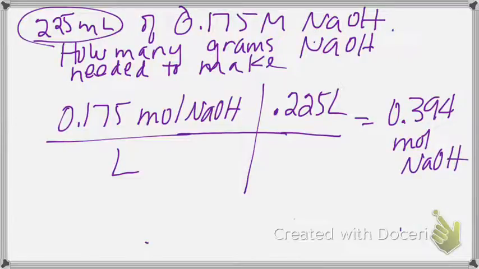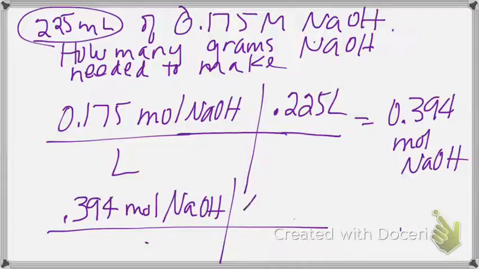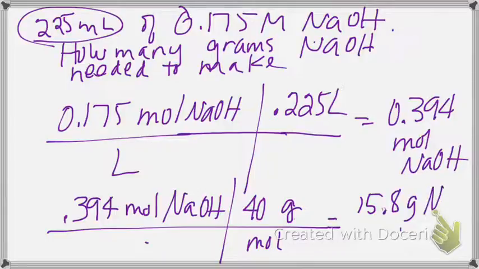And then how do I go from moles to grams? The molar mass. So I take moles of sodium hydroxide, and you can do it all in one step, I just was running out of room, times the molar mass of sodium hydroxide, which is 40. So I would need 15.8 grams of sodium hydroxide. To make that solution, I would mass out 15.8 grams of sodium hydroxide and add it to 225 milliliters of water, and I would get the 0.175 molar. So that's one example.